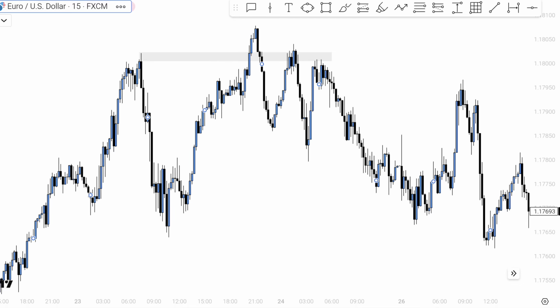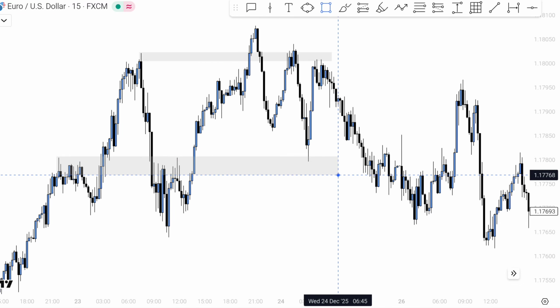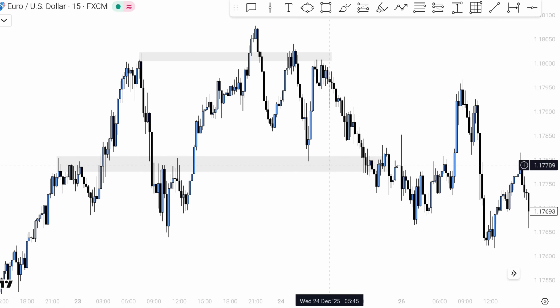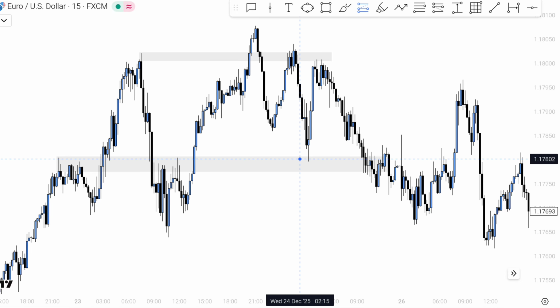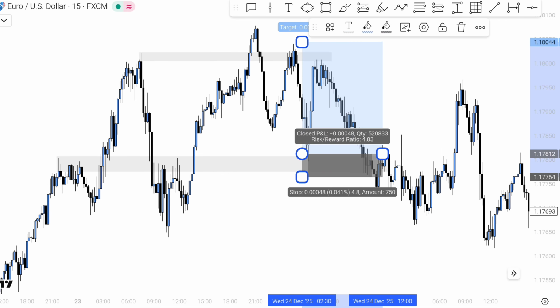Now again, where is the support? This point worked as a support, because previously this was the resistance, this was again the resistance, and the market worked as a support. You buy at this point, put the stop loss just below this point, target anything, and again you get stopped out by the market.